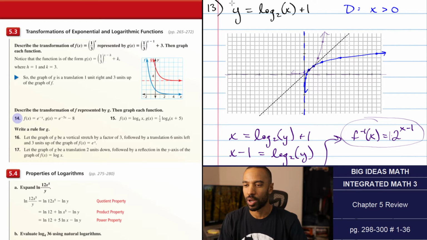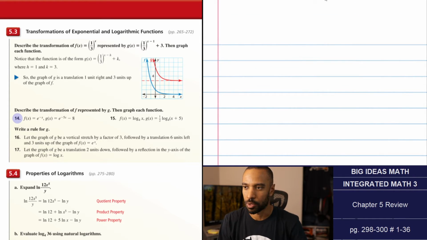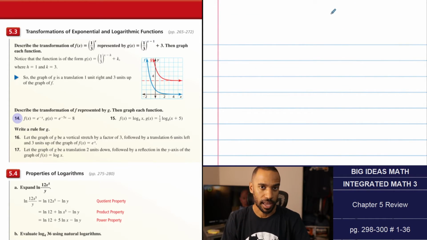All right, section 5.3 on transformations of exponential and logarithmic functions. That can include base e and natural log.